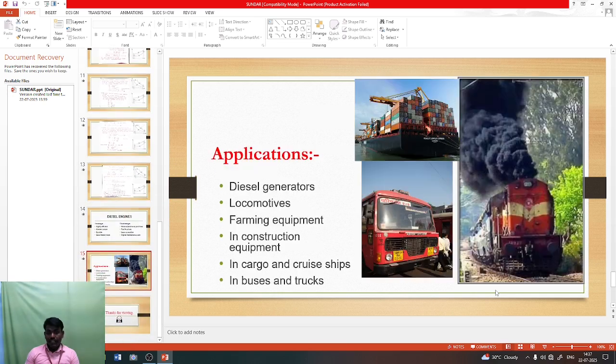Now we are going for applications. We are using diesel engines in diesel generators and locomotives. Normally locomotives use steam, electric and diesel, so diesel locomotives are also used in the railway sector. In farming equipment, some of the farming equipment use diesel engines, and in construction works we are using diesel equipment. In cargo and cruise ships also we are using diesel engines. And finally, in buses and trucks also we are using diesel engines.